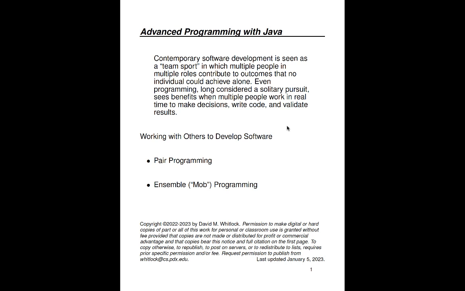In this lecture, we'll explore two techniques for working with others to develop software. The first is pair programming, in which two people work together to solve a problem. And the other technique is ensemble programming, also known as mob programming, in which an entire team of 5 to 7 people work together to solve a problem.